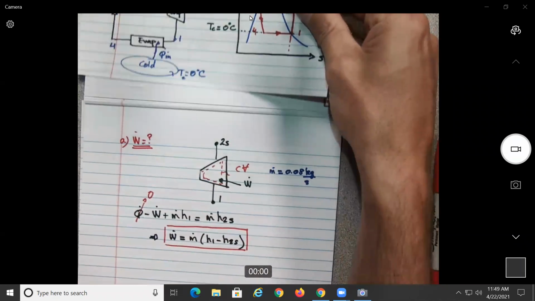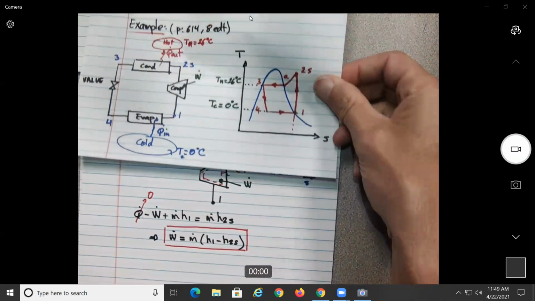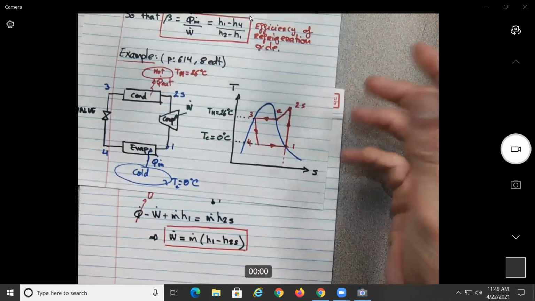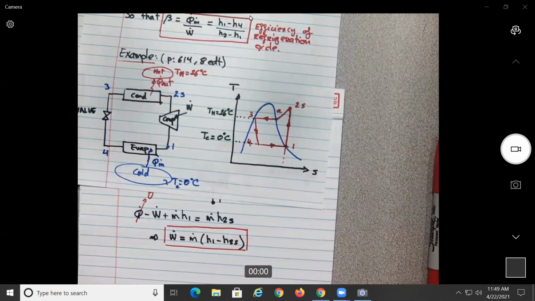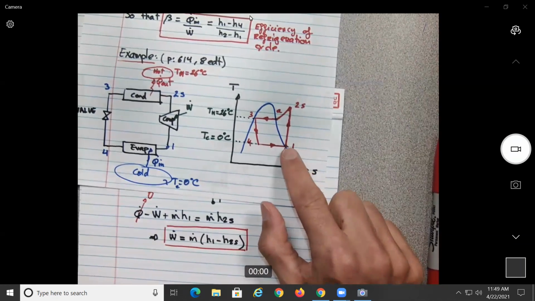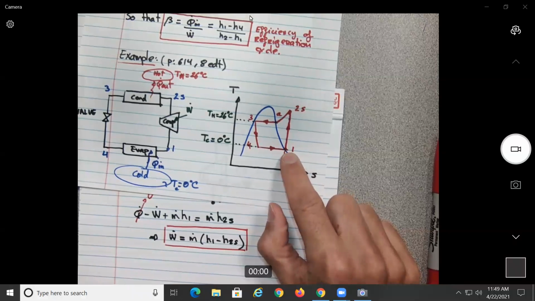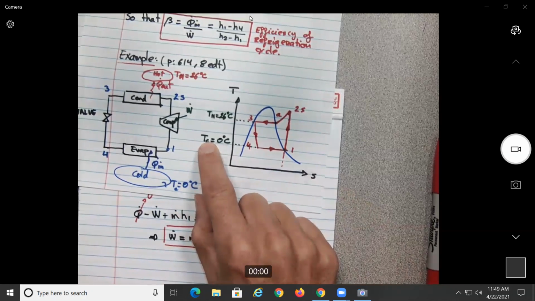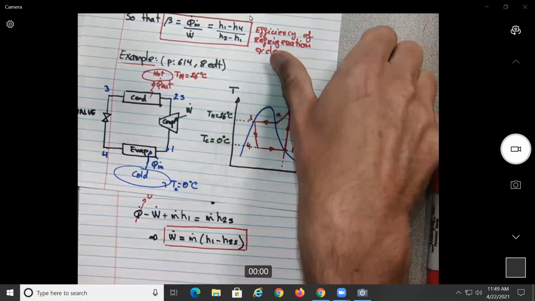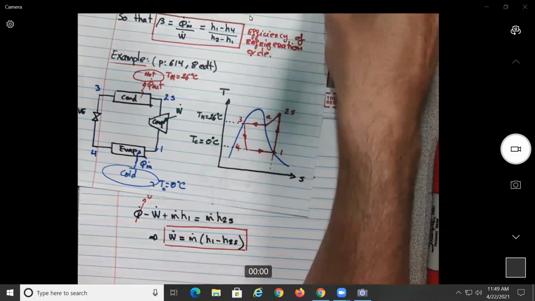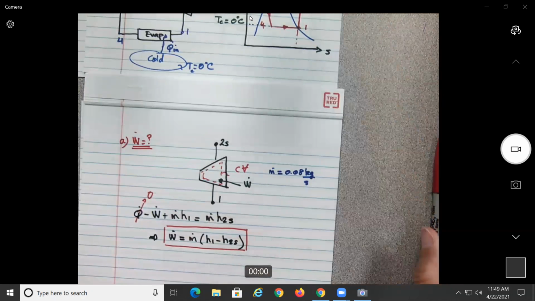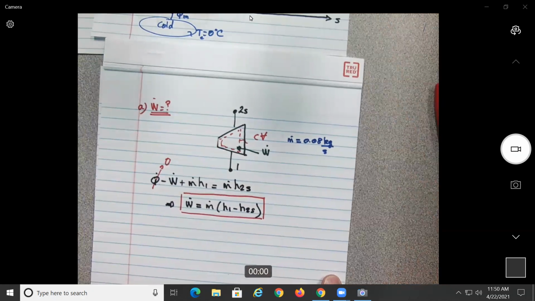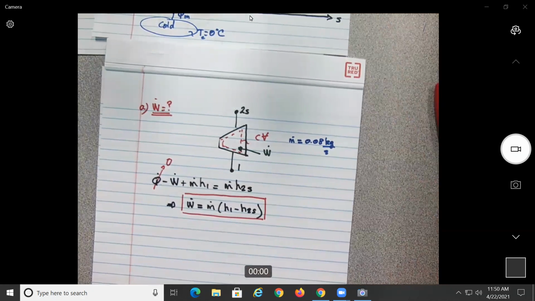So how do we find h1? We go to the tables now, and we need to know two things. We know saturated vapor, and what else do we know? The temperature. Okay, so we know two things. We can go to the tables. The refrigerant is refrigerant 134a. So let's go to the tables.